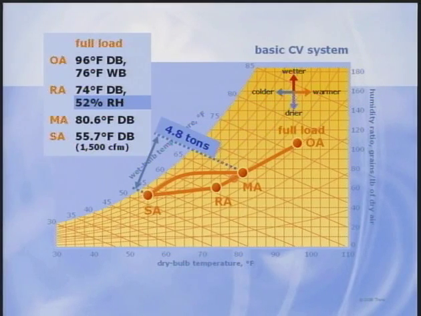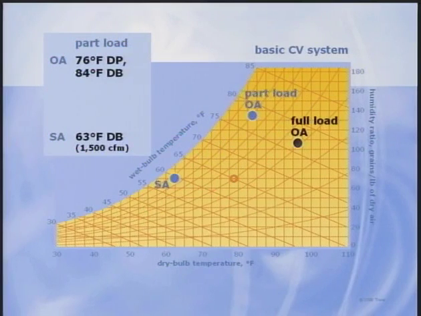At full load, zone temperature is controlled to set point, while relative humidity rises to 52%. The cooling coil removes 4.8 total tons from the mixed air, but let's see what happens at the Standard 62 analysis condition. Here's the same system at design dew point, with no solar load in the zone.